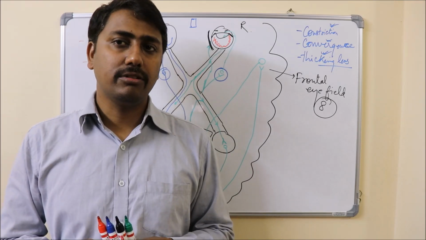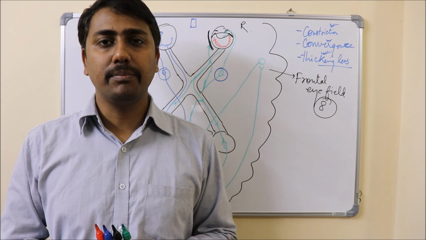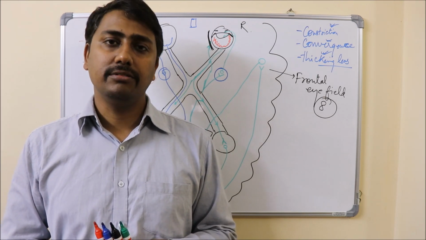Okay, now I think you have got the anatomical basis of Argyll Robertson pupil in a simple manner.